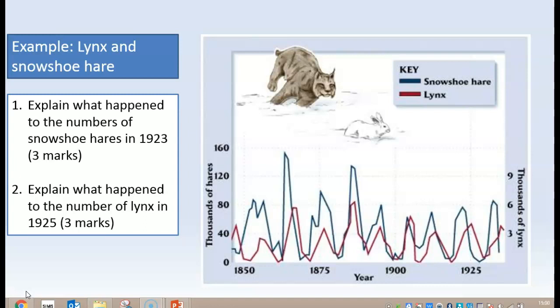Okay, so question 1, explain what happened to the number of snowshoe hares in 1923, and then question 2, explain what happened to the number of lynx in 1925. So have a look at both of those questions, see if you can make a point for each, and then do 2 explanations.